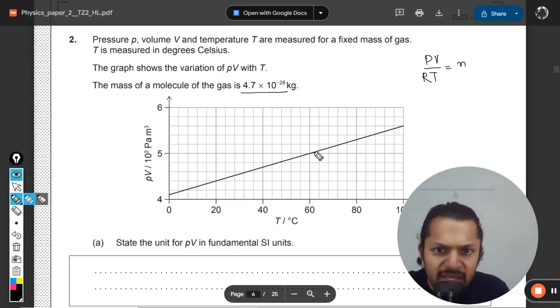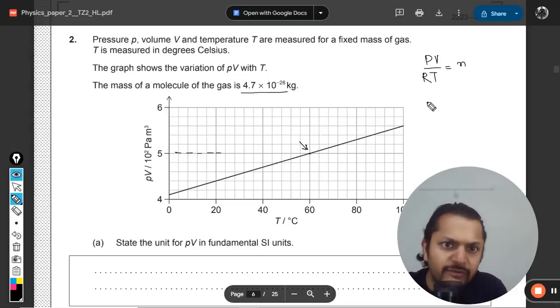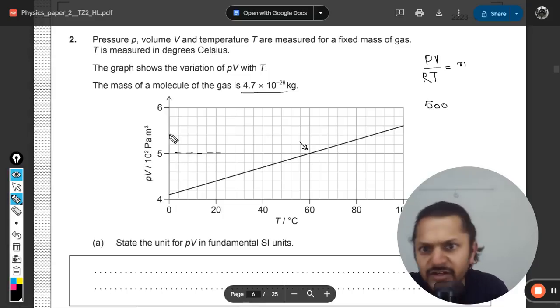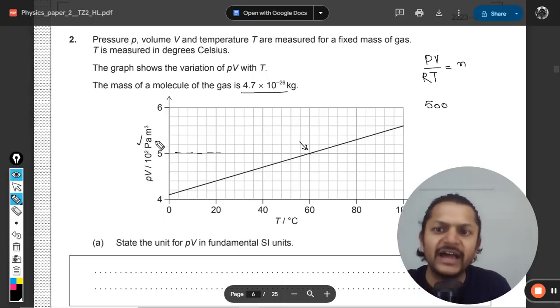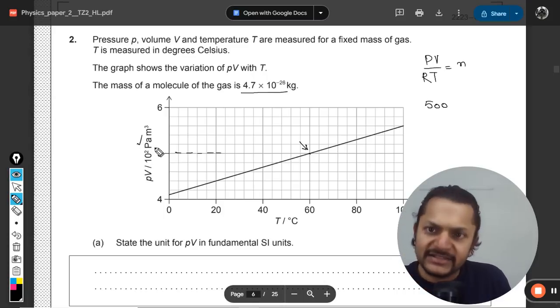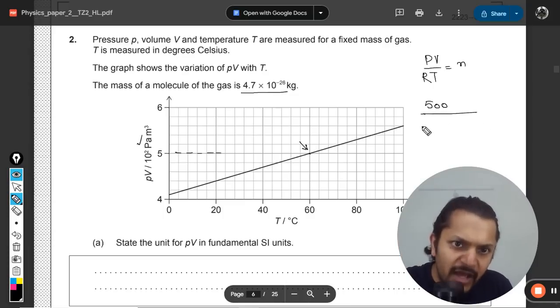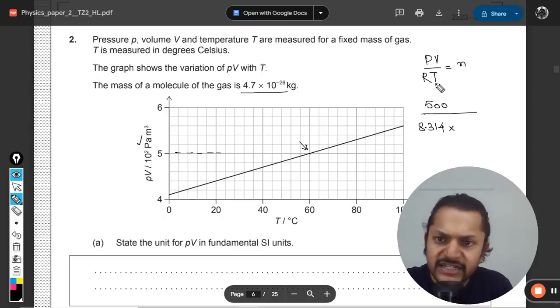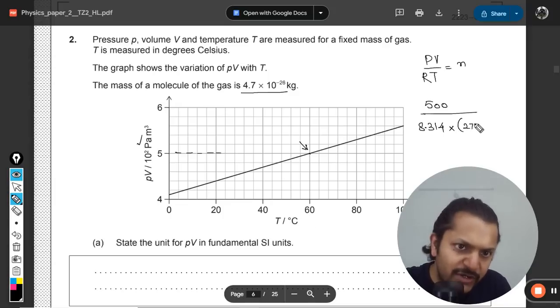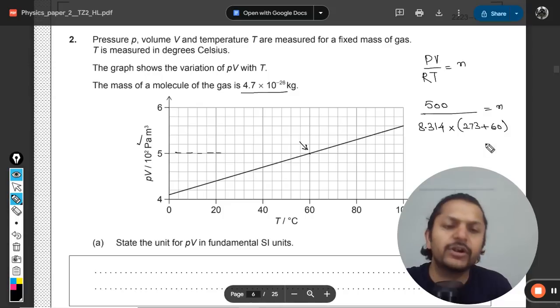Let's see. PV, we can choose this point, like this is an exact point here. PV value will be 5 into 10 raised to power 2, that is 500, and the units are all SI. Pascal is like SI unit, and the meter cube is also SI. So 500 divided by R, universal gas constant is 8.314, and T is the temperature, that is 60 Celsius. So it has to be converted into Kelvin. Yes, this is the number of mole.